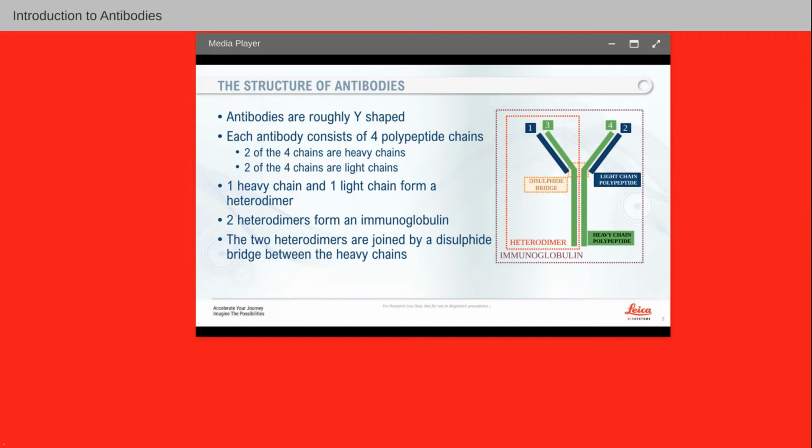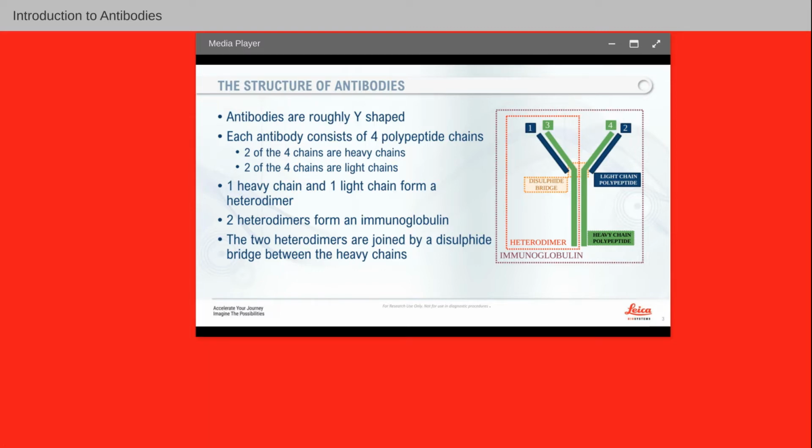So antibodies, immunoglobulins, are roughly Y-shaped and are formed by 4 polypeptide chains. 2 of the 4 chains are heavy chains, and 2 of the 4 chains are light chains. The difference between the heavy and the light chain is the amino acid sequence. And, as the name suggests, heavy chains weigh more than the light chains. An average heavy chain is about 50 kilodaltons, which is double the weight of an average light chain at 25 kilodaltons. A single heavy chain will combine with a single light chain to form a heterodimer structure.